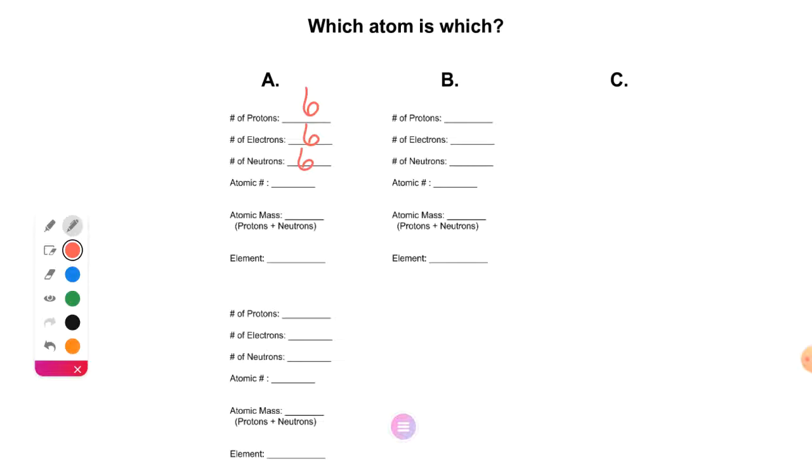Now, the atomic number. What up there helps us find our atomic number? Parker? The number of protons. Number of protons. So here's what I want you to do. From this, I want you to draw an arrow from the number of protons to the atomic number, because our atomic number comes from the number of protons in an atom.